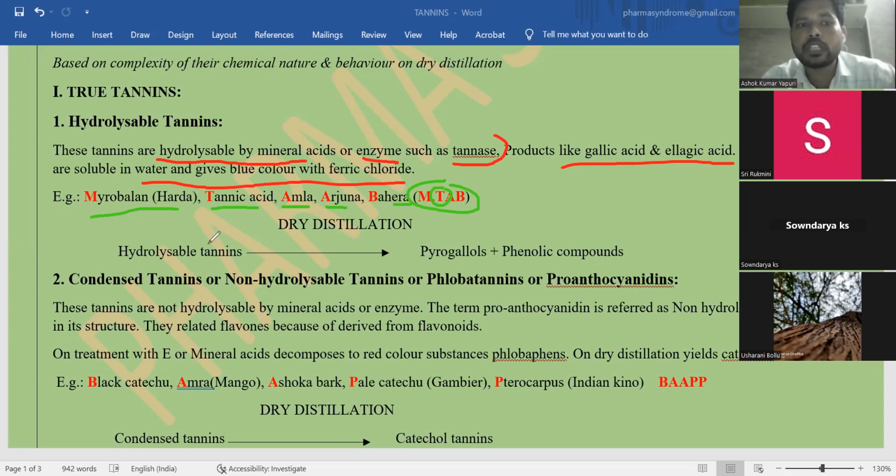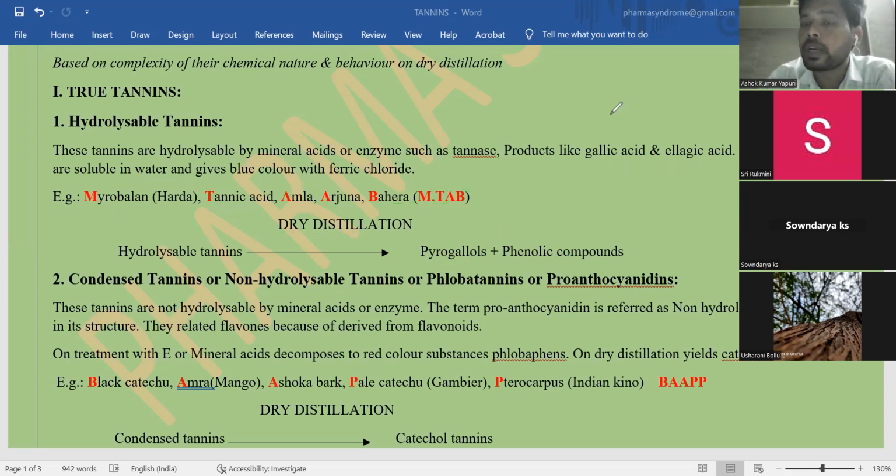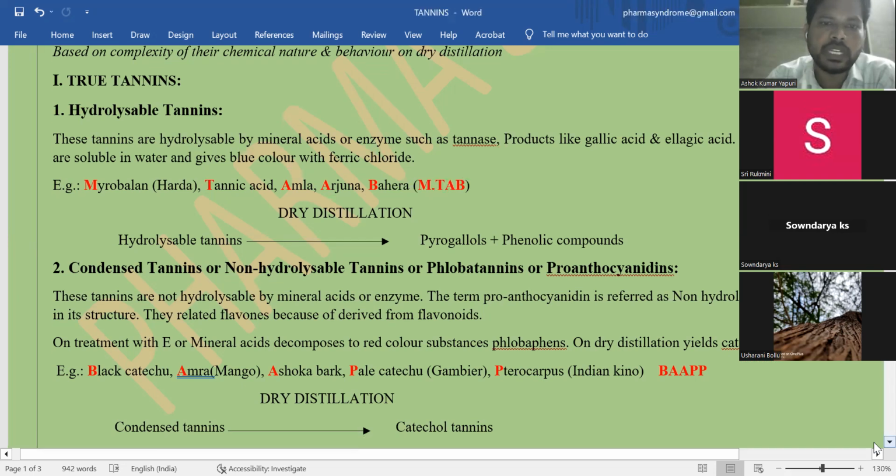And when these hydrolyzable tannins undergo dry distillation, they give pyrogallol compounds as well as phenolic compounds. As you know already, the tannins are high molecular weight compounds and generally these are non-crystallizable in nature. They do not contain nitrogen in their structure, and these are polyphenolic compounds containing a number of phenolic structures in their complex chemical nature.